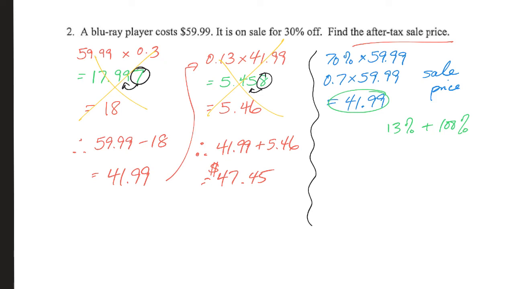So change those into decimals. Like everything in math, 1 plus 13% is 0.13. Then why don't we just take 1.13 and multiply it by our sale price? If I multiply by 0.13, I'm going to get my tax. But if I multiply by 1.13, then I'm going to get my total with the tax. Okay, let's push some buttons. What do we get if we have 1.13 times $41.99?